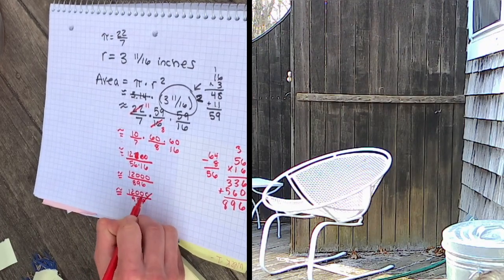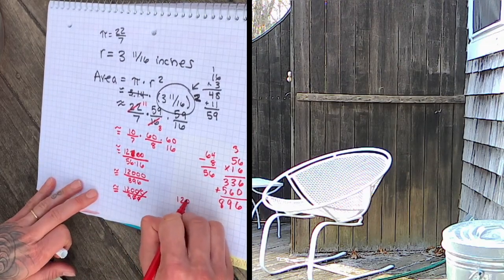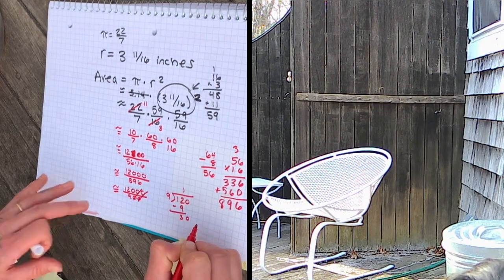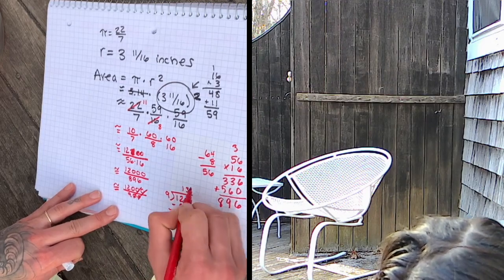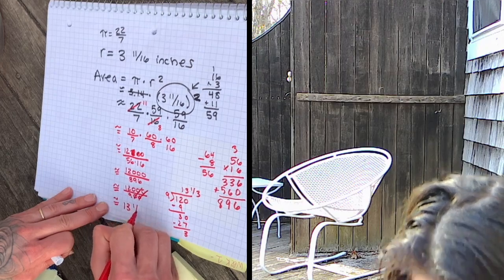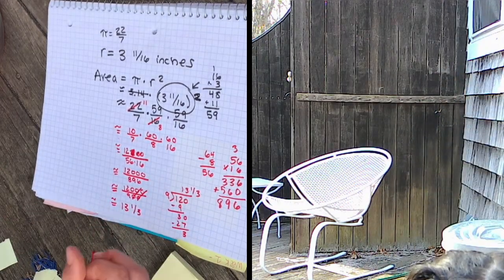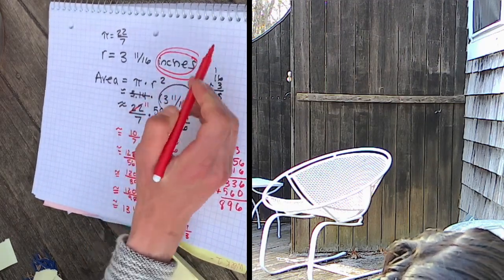The zeros will cancel, and I have 120 divided by 9. It goes in once, subtract the 9, I have 30 left over. It goes in 3 times, which is 27. I have 3 left over and 1/3. So the area is approximately equal to 13 1/3 square inches, because we multiplied inches times inches, which gives us inches squared.